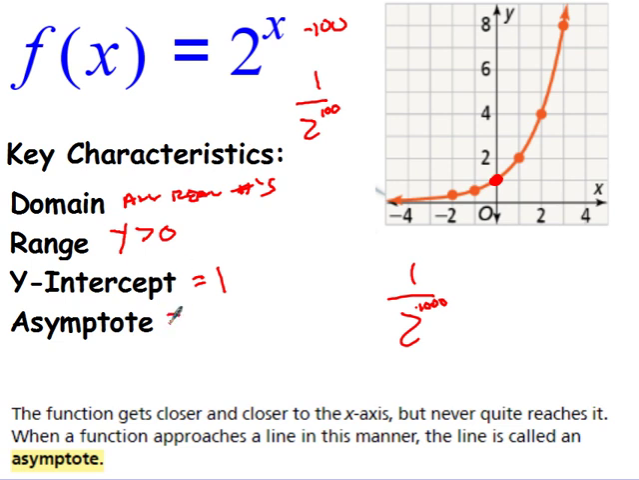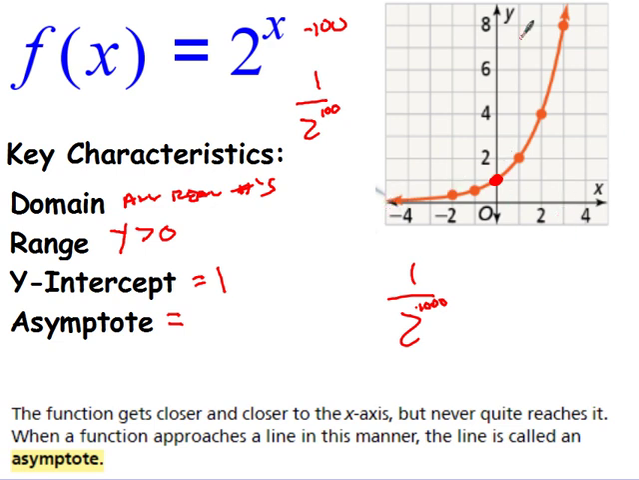Asymptote. So the asymptote, okay, and this is your definition down here. But again, as we talked about, this particular function gets really, really close to 0, but it never quite gets there. Okay, so the asymptote here is 0. An asymptote is a line which this particular function approaches but never quite reaches. So this approaches the x-axis but never quite reaches the x-axis.